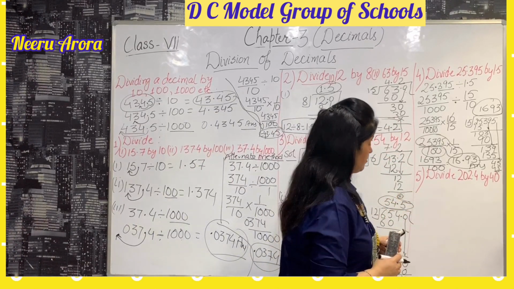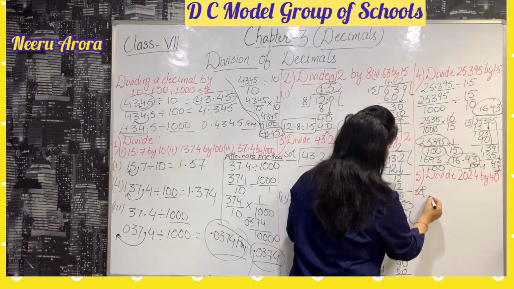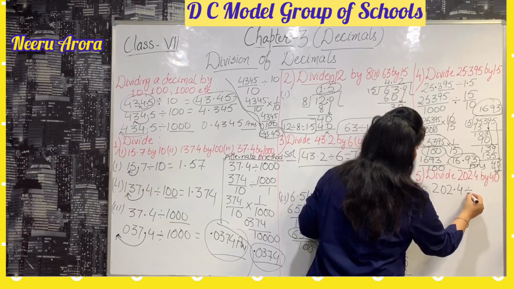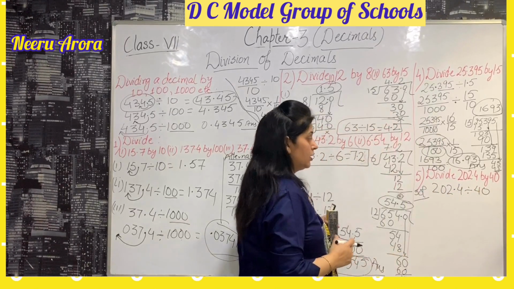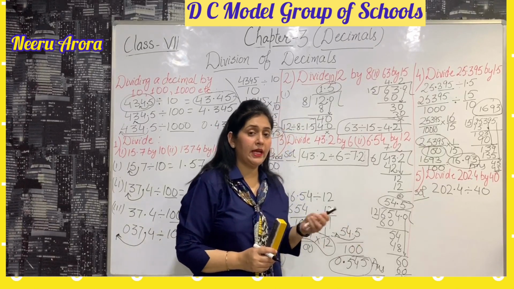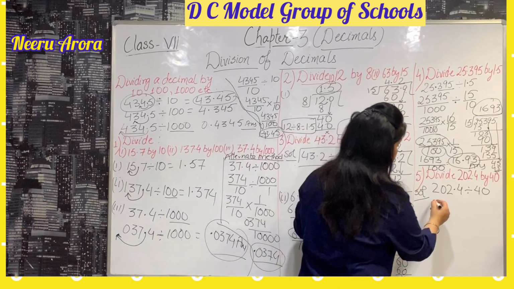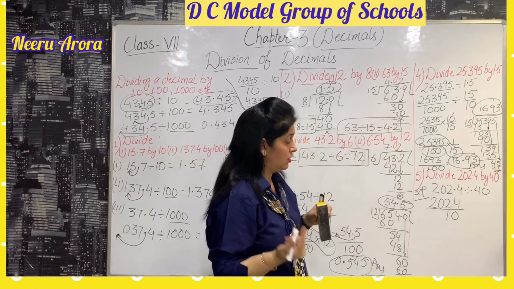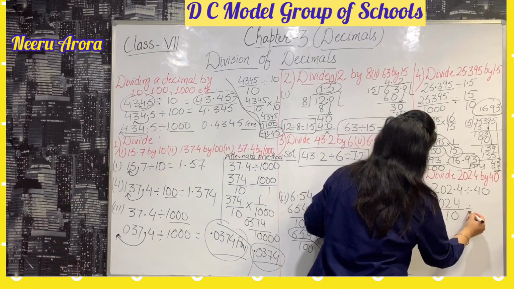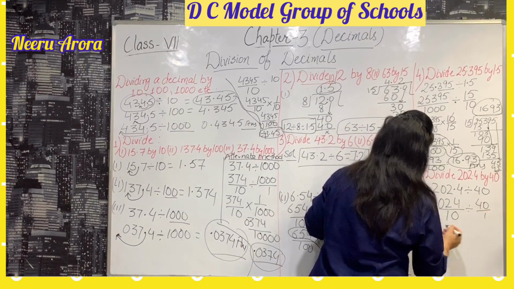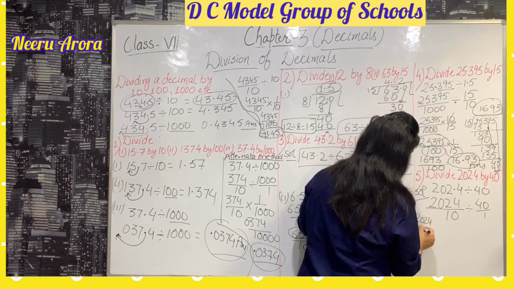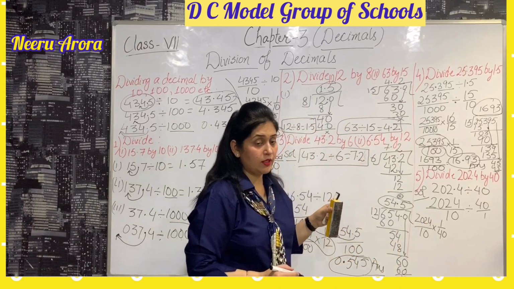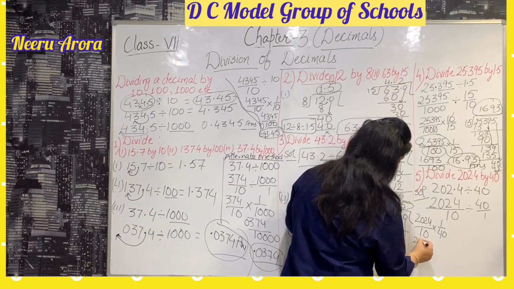So now look at the next question. Next is divide 202.4 by 40. This sum again we will do by removing their decimal. So let's remove their decimal. After the decimal, how many digits? 1. So it is 2024 by 10 into 1 by 40. We reciprocated the second term.